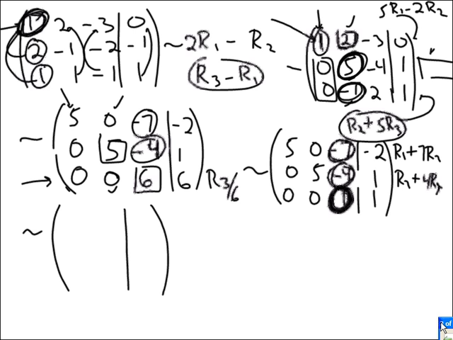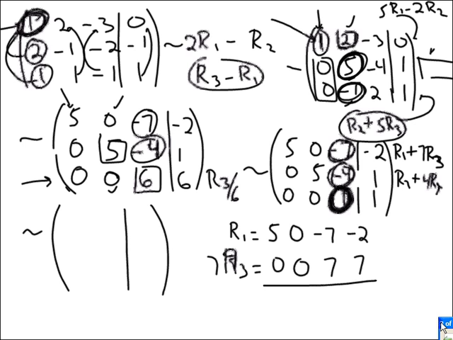Row 1 plus 7 row 3's, I meant to say. Row 1 is 5, 0, negative 7, negative 2, and 7 row 3's is 0, 0, 7, 7. And if you add these, you get 5, 0, 0, 5. Okay, so row 1 is 5, 0, 0, 5.